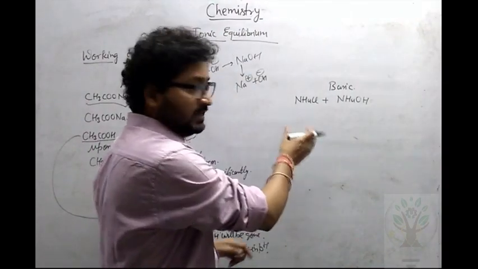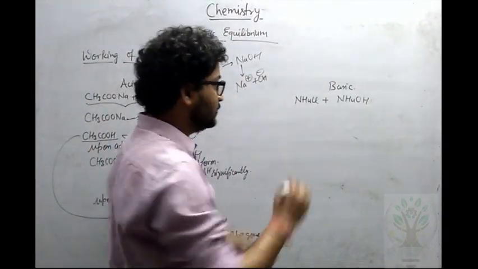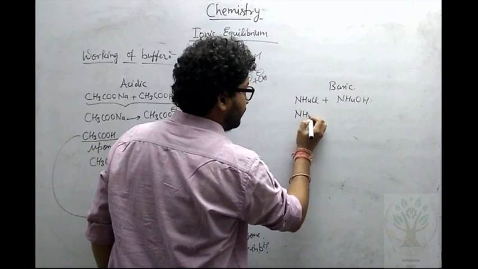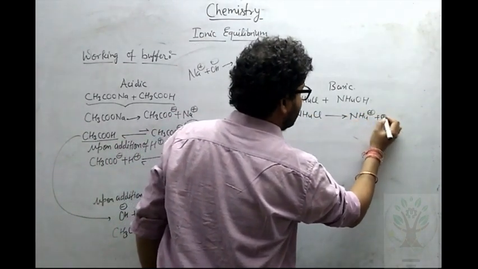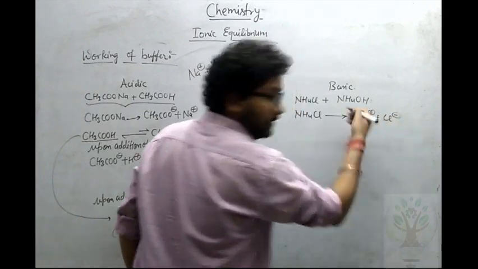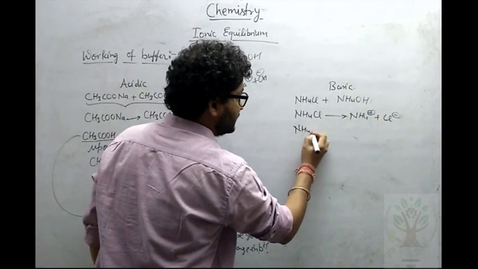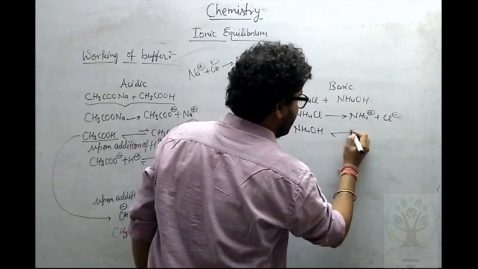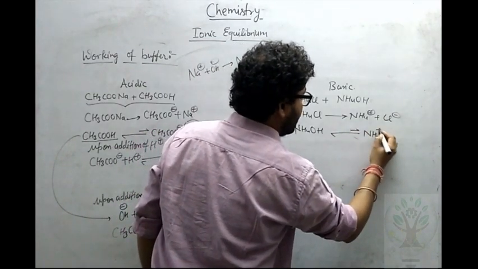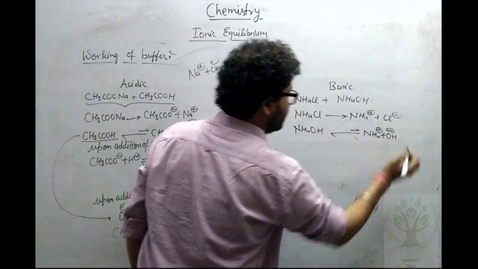In a basic buffer, we have NH4Cl and NH4OH. So NH4Cl is what? Strong electrolyte or weak electrolyte? Strong electrolyte, so it will give you what? NH4 plus and Cl minus. What will NH4OH give you? NH4OH is a weak electrolyte, a weak base, so it will give you NH4 plus and OH minus.